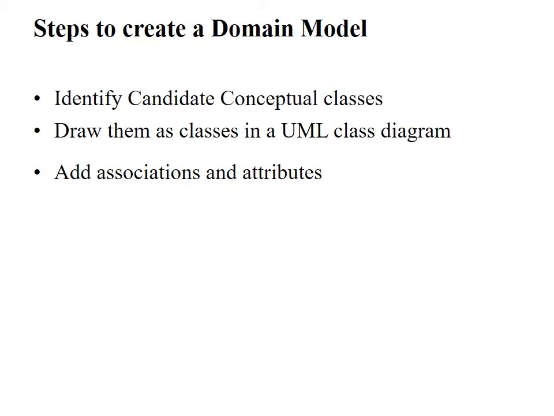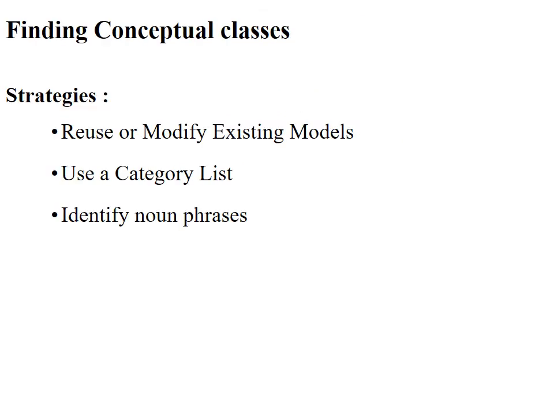Here come the steps to create a domain model. The first step is to identify the candidate conceptual classes from the use case given by the user application. Then draw them as classes in a UML class diagram. Add associations and attributes to them. Then we will see the steps one by one, in more detail.